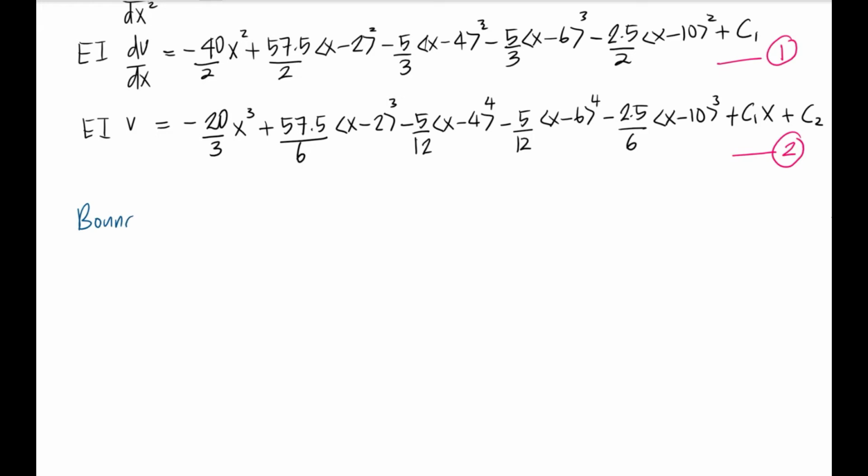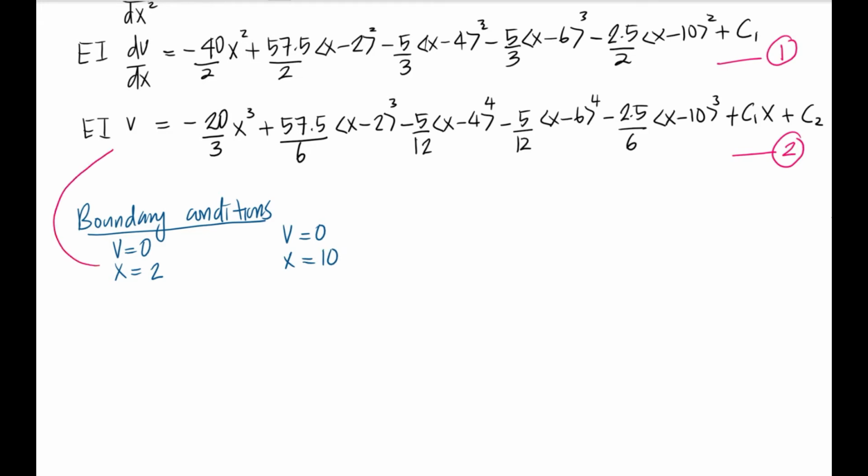Applying the boundary conditions, we have v equal to 0 at x equal to 2 and v equal to 0 at x equal to 10. In this case we substitute both into equation number 2.